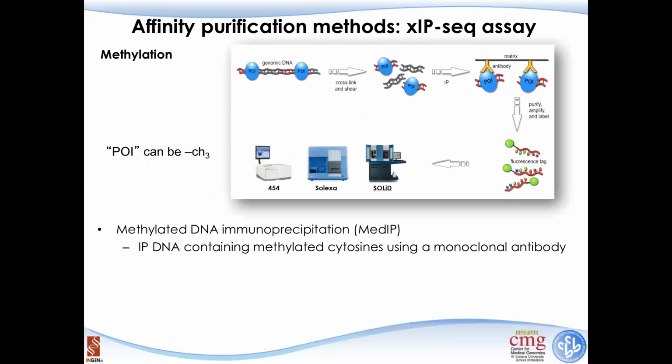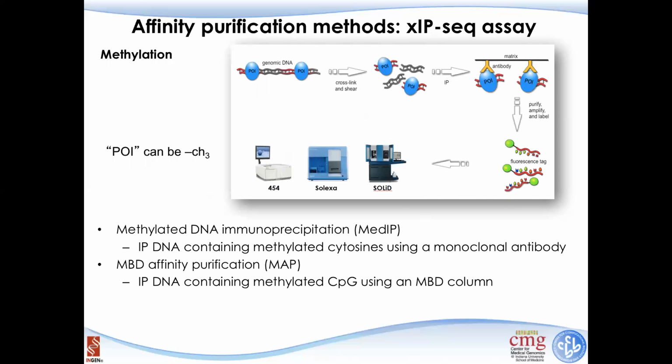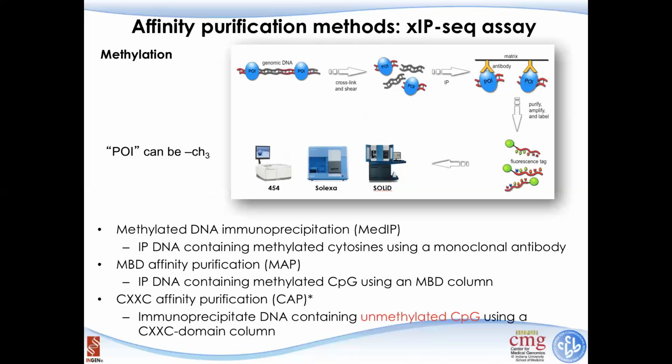Of course, a similar principle can be used for others if we can find a different antibody. For MeDIP, as we mentioned, they use a monoclonal antibody specific to 5mC, but they have other ones called MBD affinity purification. So the IP DNA containing methylated CpG uses an MBD column, or they have something opposite to that one: the IP DNA containing unmethylated CpG uses a CXXC domain column.